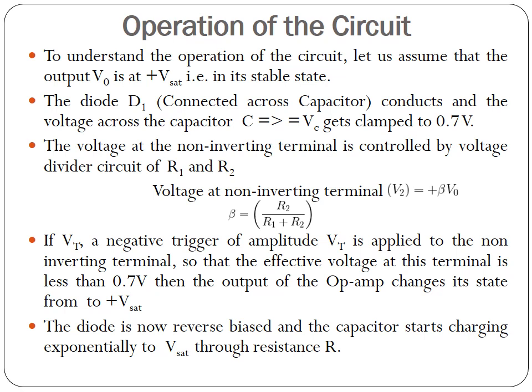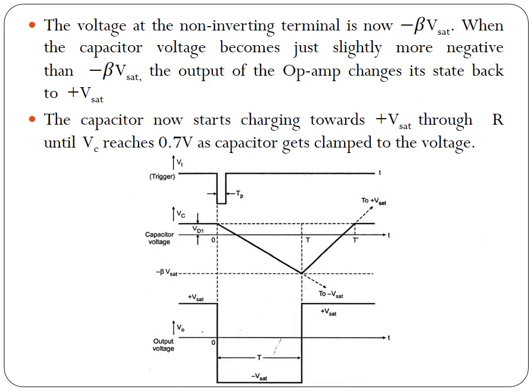If a negative trigger of amplitude Vt is applied to the non-inverting terminal so that the effective voltage at this terminal is less than 0.7 volt, then the output of the op-amp changes its state from positive saturation voltage to negative saturation voltage. The diode is now reverse biased and the capacitor starts charging exponentially to negative saturation voltage through the resistance. The voltage at the non-inverting terminal is now negative beta saturation voltage.